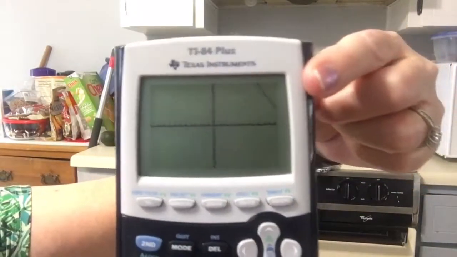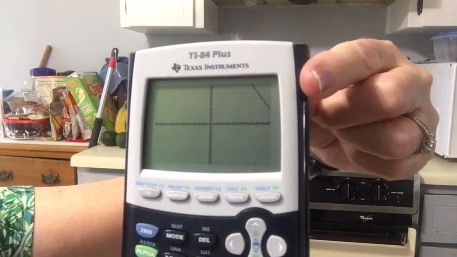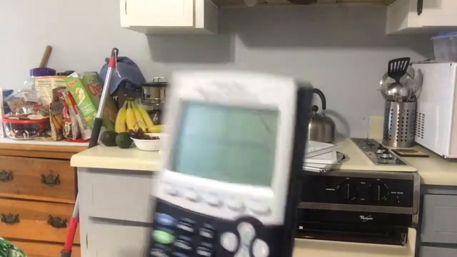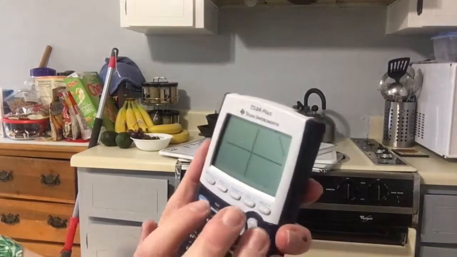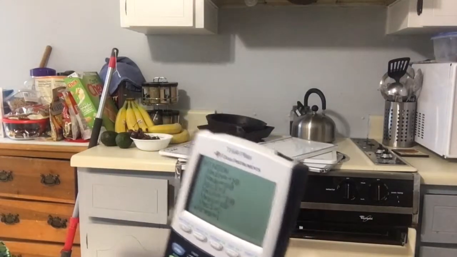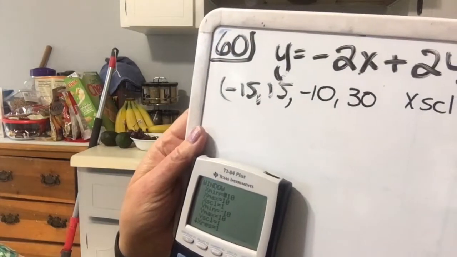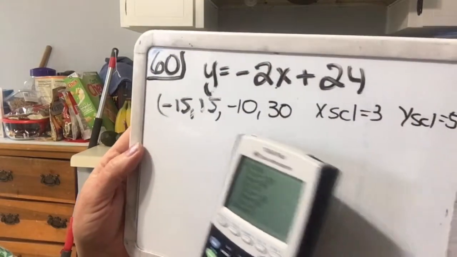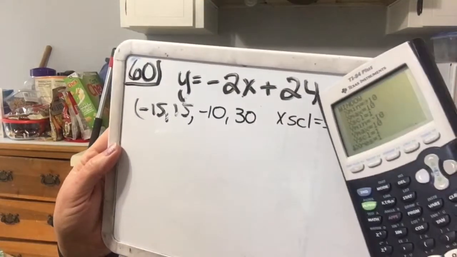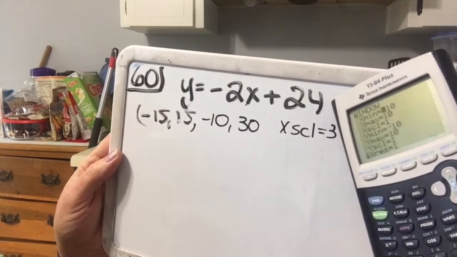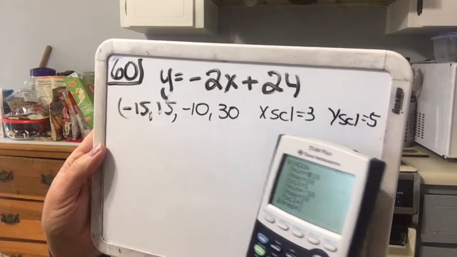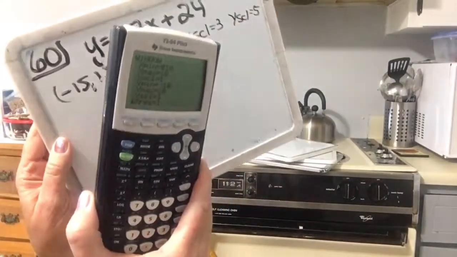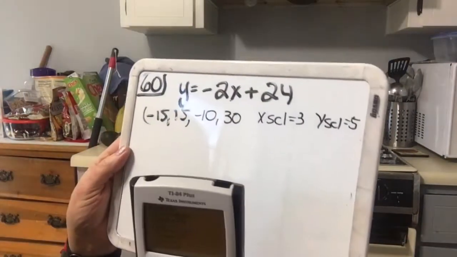Can you see the graph? It's hard to see, but you can see just a very tiny little corner has a graph in it. So now we're going to go to window, and we're going to put in their required window. Their suggested window is negative 15 to 15 on the x, negative 10 to 30 on the y, and that 30 is going to get us up past our y-intercept, isn't it? And then an x scale of 3 and a y scale of 5, which is going to shrink the graph in to where we can see more of it.